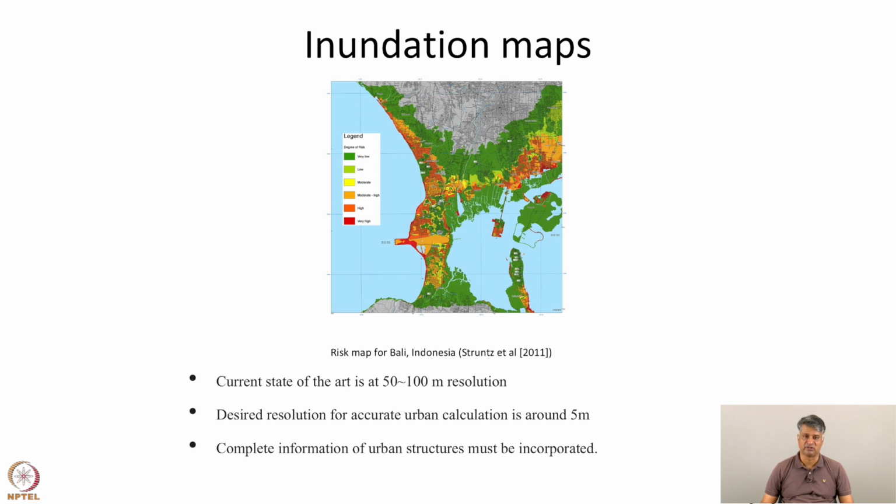To do it at much lower resolutions means I need more compute power. The desired resolution for accurate urban calculation is around 5 meters. And we also need to incorporate complete information of urban structures. So doing this requires enormous amounts of compute power. That means we need to design codes which have to be scalable, which have to be efficient.